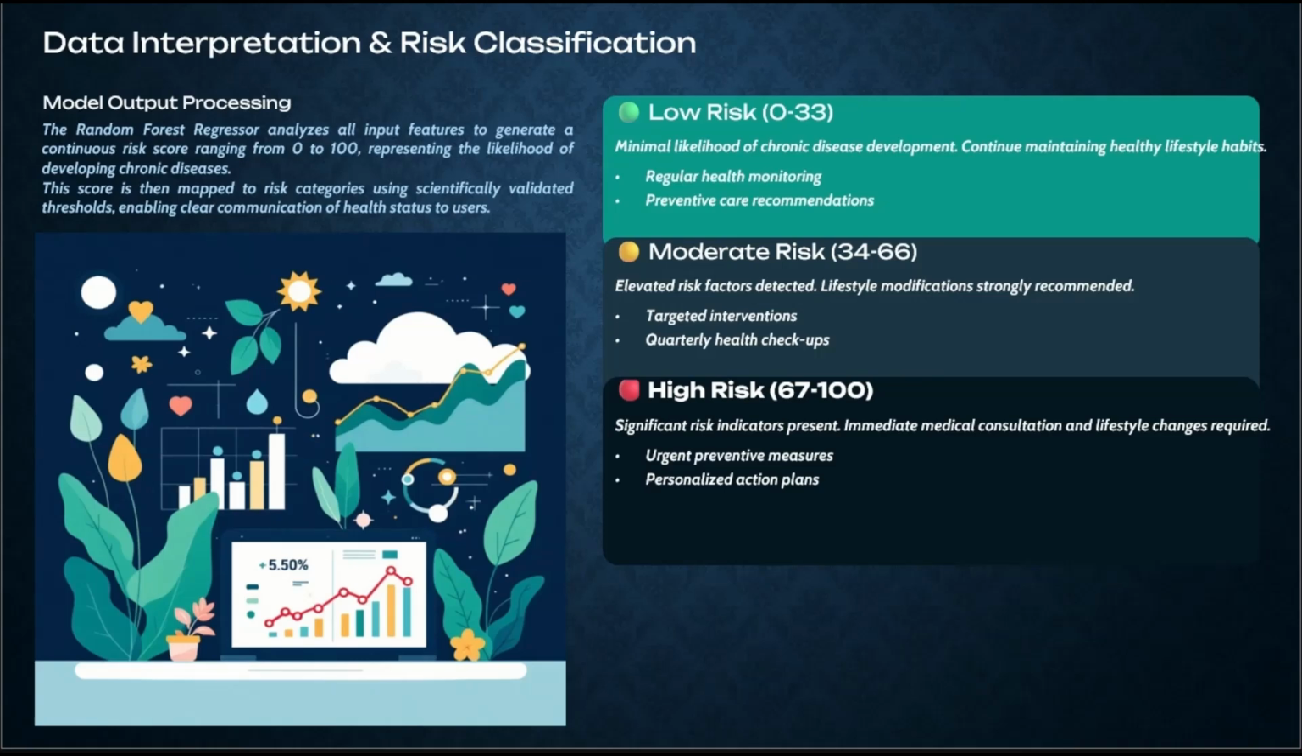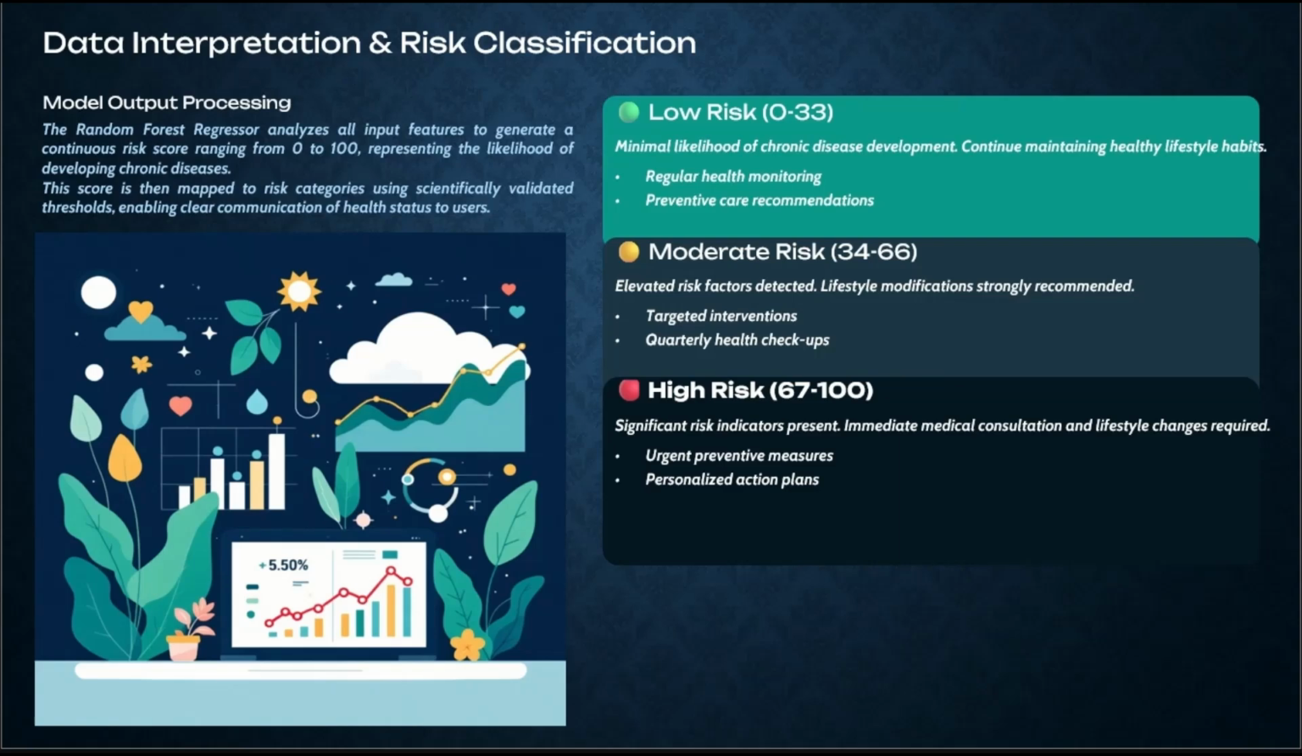So if we talk about the results and evaluation, the system achieved an R square of 0.88 and RMSE of 0.09. This demonstrates the model can closely approximate actual health outcomes and generalize well on unseen data. So our focus was not just on accuracy but on reliability and interpretability, which is key for healthcare AI systems.